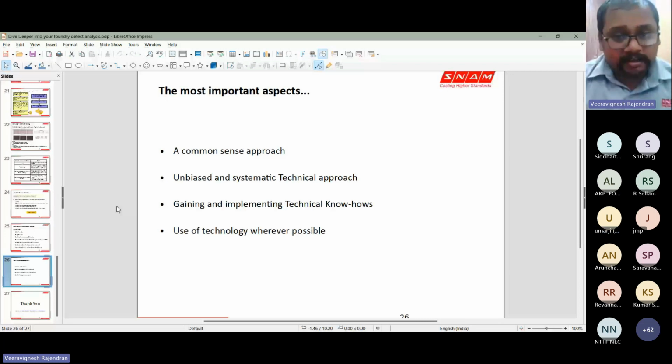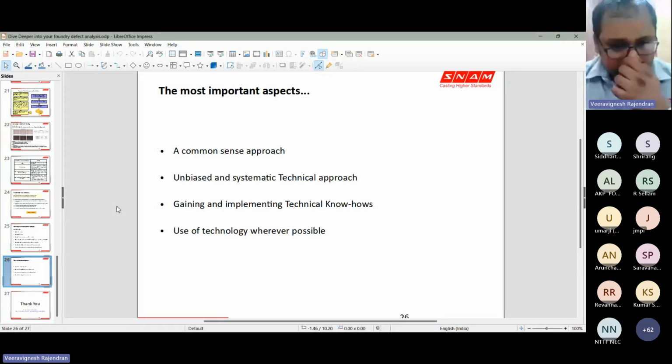And unbiased and systematic technical approach, yes, it should be there. This unbiased and systematic technical approach should be complemented by the common sense approach. Gaining and implementing the technical know-hows, because your knowledge might become obsolete and the science is generally being redefined when the new technology or new principles come up.